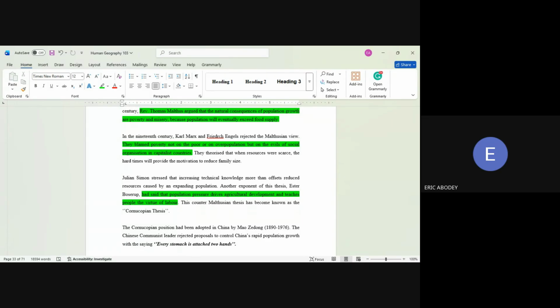So they are not blaming poverty just on the increase in population, which means: allow population. If people want to give birth, let them give birth, because when population increases, it will force men to think outside the box in order to fend for themselves. So this counter-Malthusian thesis has become what is known as the Copian thesis.